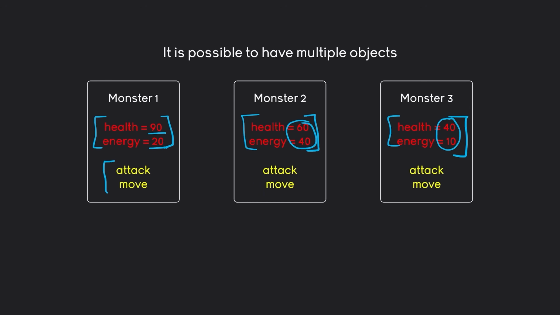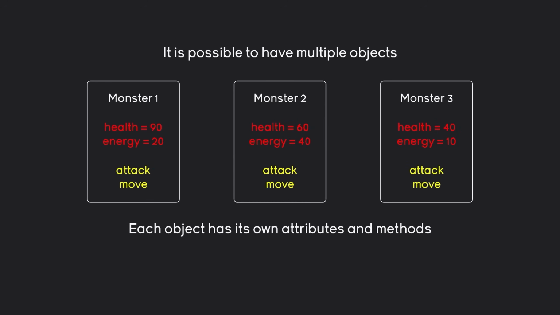However, this does not apply to methods. As you can see here, monster 1, monster 2, and monster 3 all have the same methods. These can be customized to an extent, but not nearly as much as the attributes. That's something you do want to keep in mind. But still, each object has its own attributes and methods. Meaning that this attack here and this attack are not the same function, or well, the same method. They always apply to their respective object.